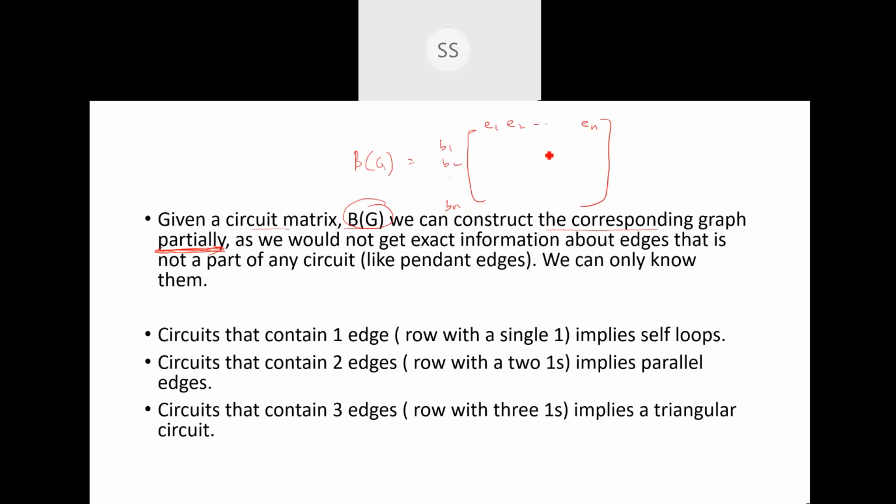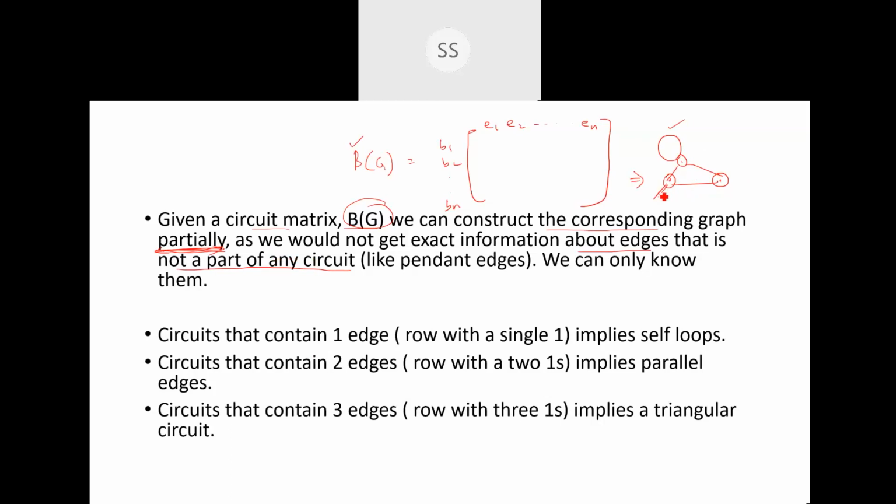Given this particular matrix, you can draw the corresponding graph. Partially. You will only be able to draw it partially, as we do not get exact information about the edges that are not a part of any circuit. Very, very important. So what does it say? Given a circuit matrix, you will be able to draw the graph, but you won't be able to draw the complete graph. There will be certain edges which will not be included.